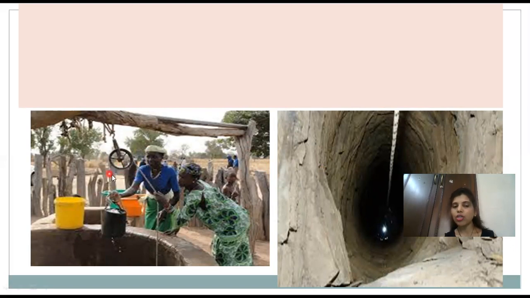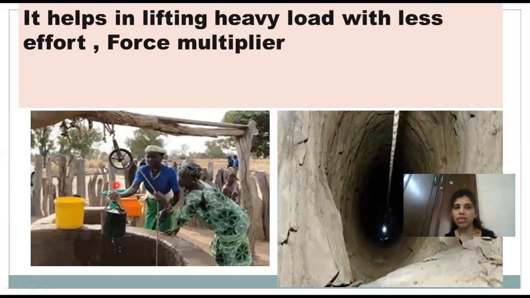So yes, this particular simple machine, which is known as a pulley, will help you to pull the rope in the downward direction, because without a pulley, if you're lifting it, you're going to pull it in the upward direction. But because of this pulley, as the rope is turning around it, your body weight is going to help to pull this rope very easily. So what is this pulley helping you to do? It's helping in lifting the heavy load with less effort.